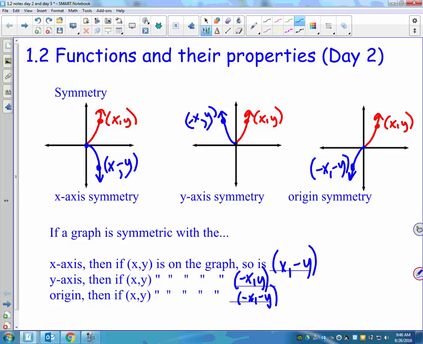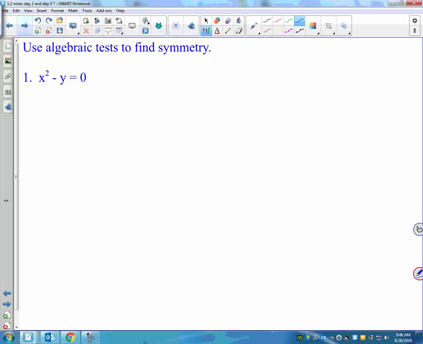Okay? So part of your homework asks you to find out whether they're symmetric or not. And it says use algebraic tests, which means that they don't want you just graphing on the calculator to see. They want you to think about the rules. And you can kind of tell sometimes without doing a lot of work, but I'm going to show you. Okay? Experiment by rule. I want to check, does this have x-axis symmetry, y-axis symmetry, origin symmetry?